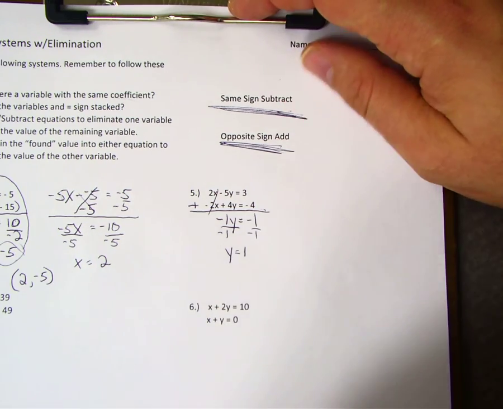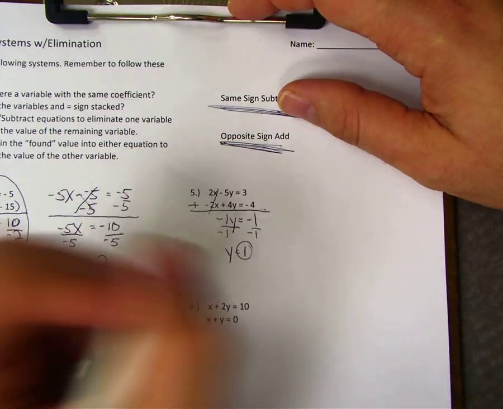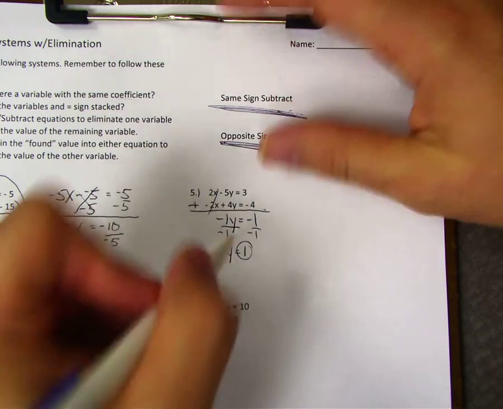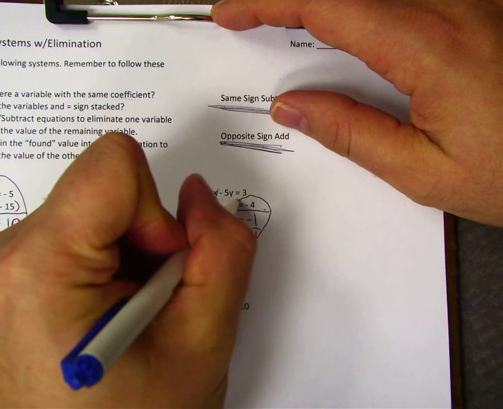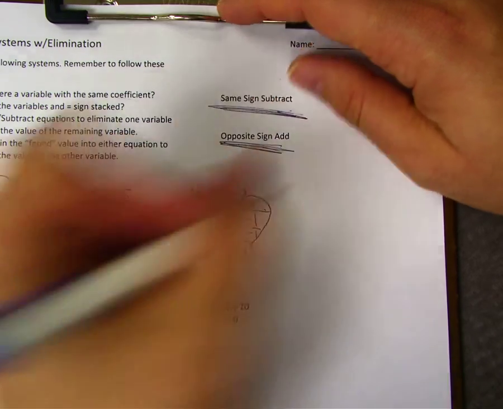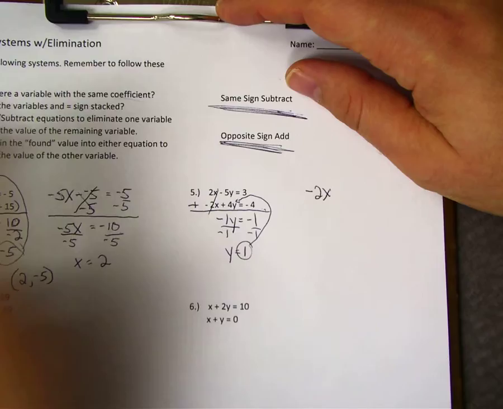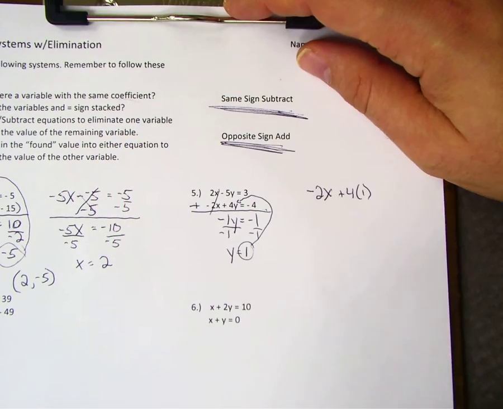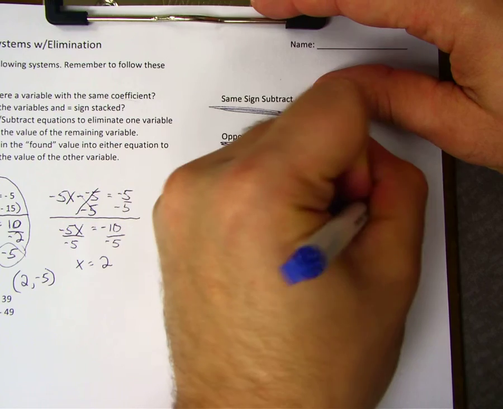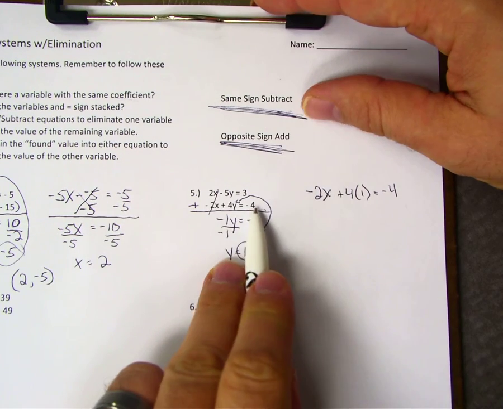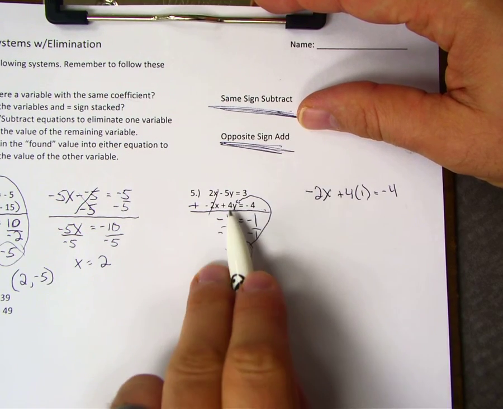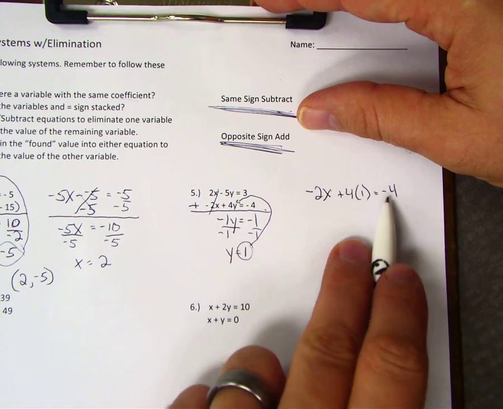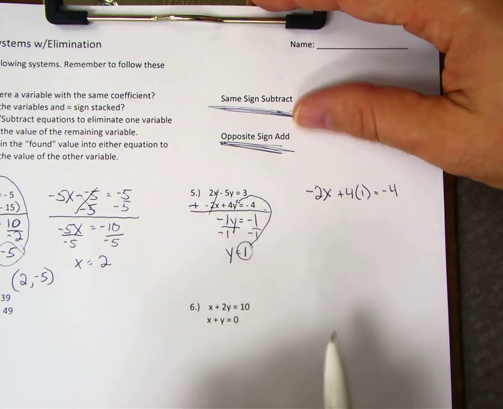Then the next thing we're going to do is take that 1 and plug it in for y. You can do it in either of these two. I always try to pick the easier one, so I'm actually going to put it in the bottom one here because it's a positive here. So then I've got negative 2x plus 4 times 1 equals negative 4. Make sure that you take the whole thing though. So the negative 2 goes here, the plus 4 times y, which is 1, and then equals negative 4. You can't mix and match these, alright?